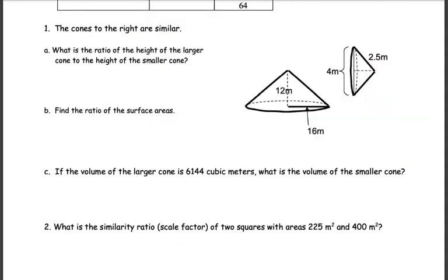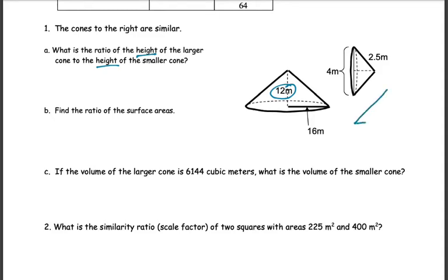Okay, on this first example, it's asking us to find what is the ratio of the height of the larger cone to the height of the smaller cone. So it'd be really nice if we had the height of both of those figures, because that's what they're asking us for. We've got the height of the bigger one, it's 12. We don't have the height of the smaller one. We can do Pythagorean theorem to figure it out.